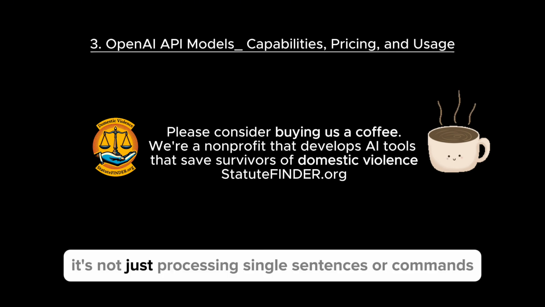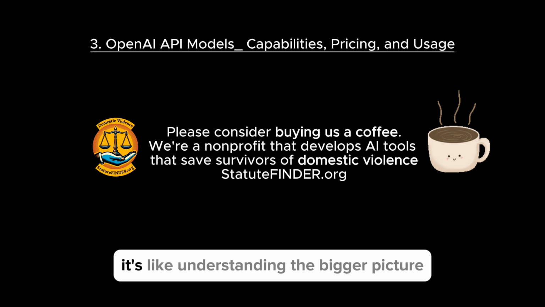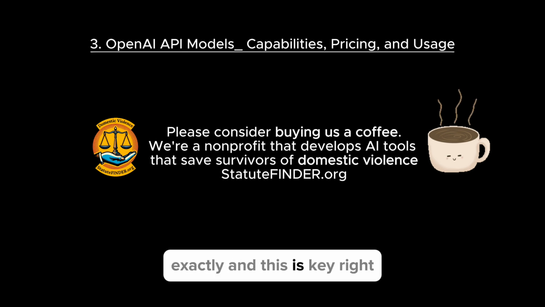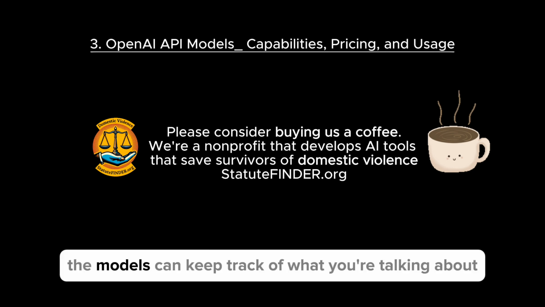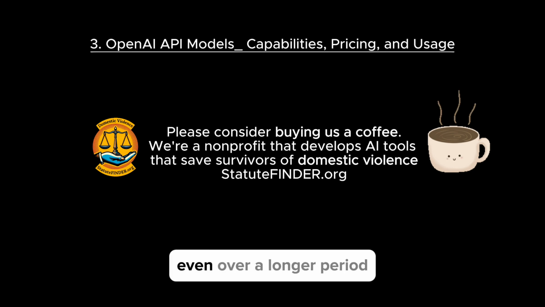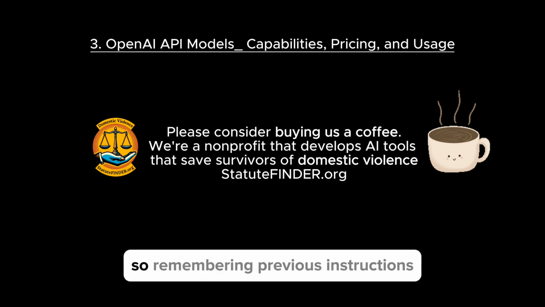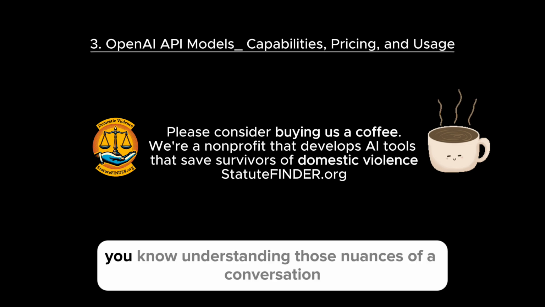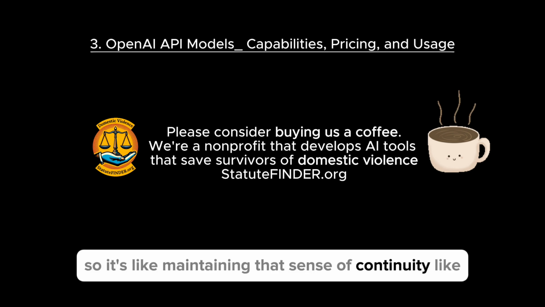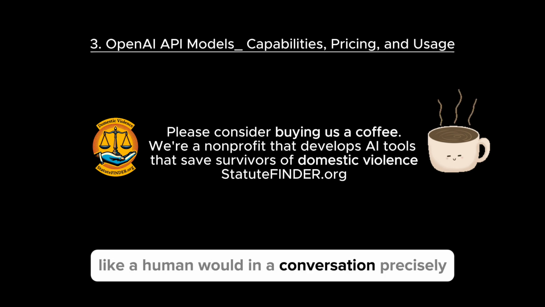Wow. Okay, so it's not just processing single sentences or commands. It's like understanding the bigger picture. Exactly. And this is key, right? Because it means the models can keep track of what you're talking about, even over a longer period. So remembering previous instructions, following complex storylines, understanding those nuances of a conversation. So it's like maintaining that sense of continuity like a human would in a conversation.